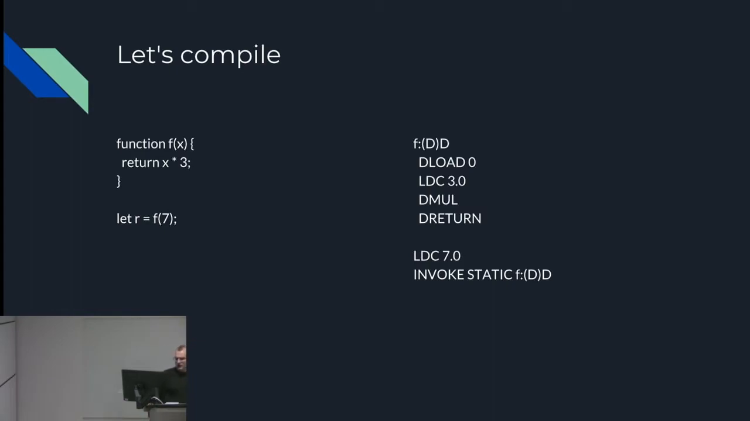So for the bytecode we're going to generate, I've omitted the class because I don't really care what class this is going in. We're looking at just the method. So we want it to take a double, and it's going to return a double. We load our double argument, we load 3 as a constant, we do our multiplication, and we return that value. When we want to invoke this function, then we load our constant 7, and we invoke it on that method. That seems easy enough.